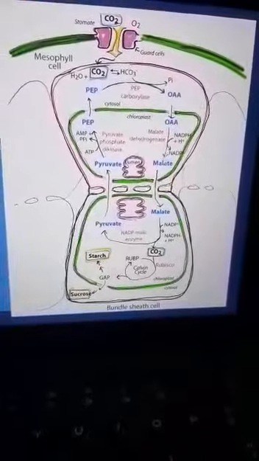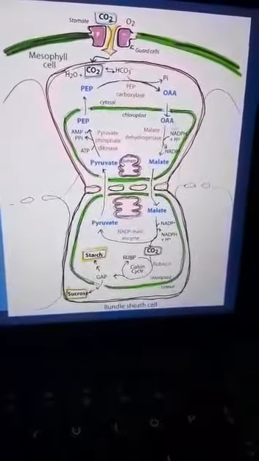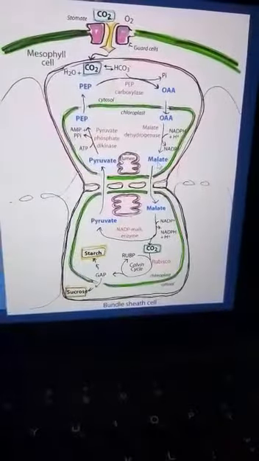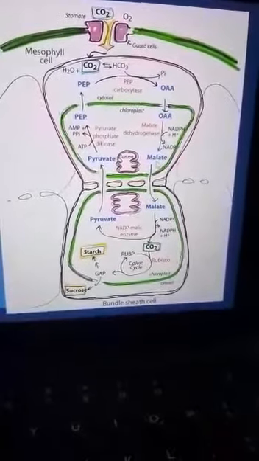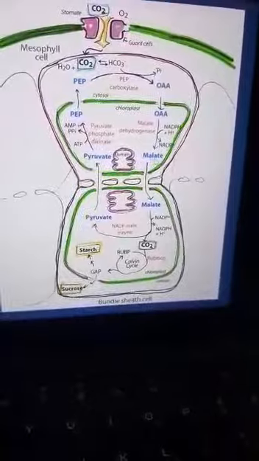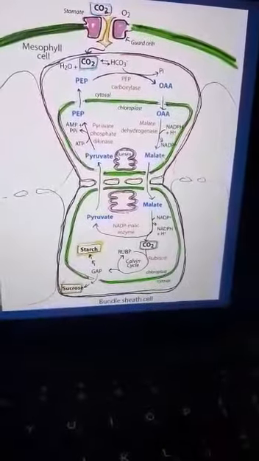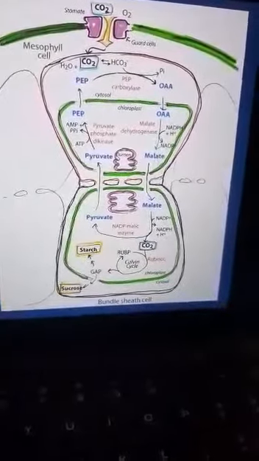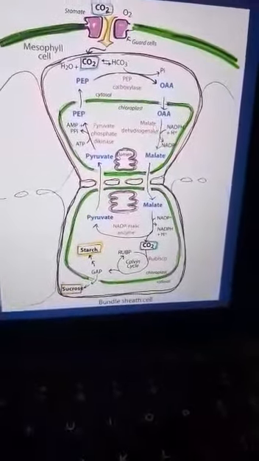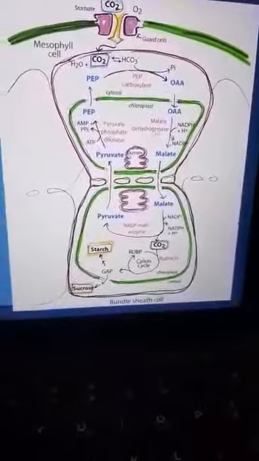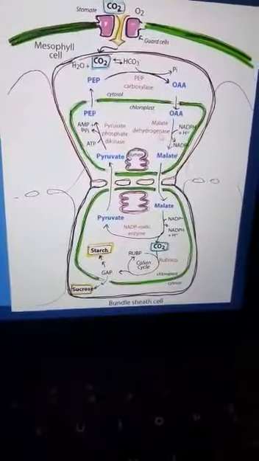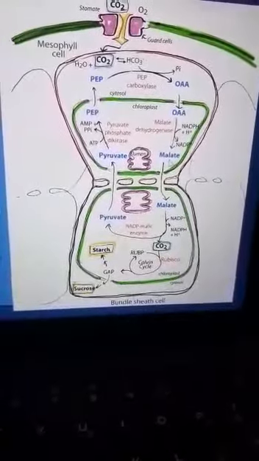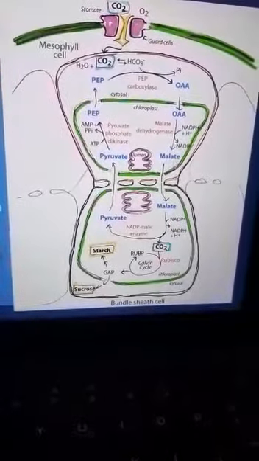Inside the chloroplast, this oxaloacetic acid is going to be converted into another organic acid which has got 4 carbons, and this organic acid is called malate. The conversion of OAA to malate is done by an enzyme called Malate Dehydrogenase that you can see there. Still, the malate that is formed is a 4-carbon organic acid.